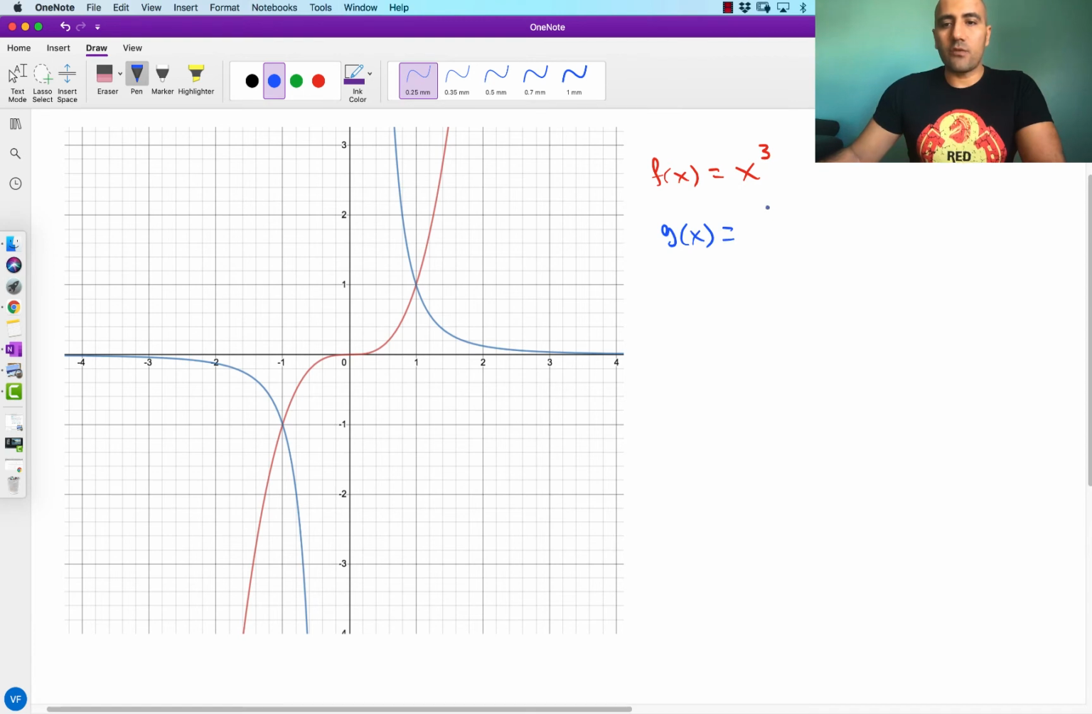Okay, so we had f of x equals x cubed, and we had g of x equals 1 over x cubed. So that would be this one. This blue one is g of x, and then the red one is the f of x.